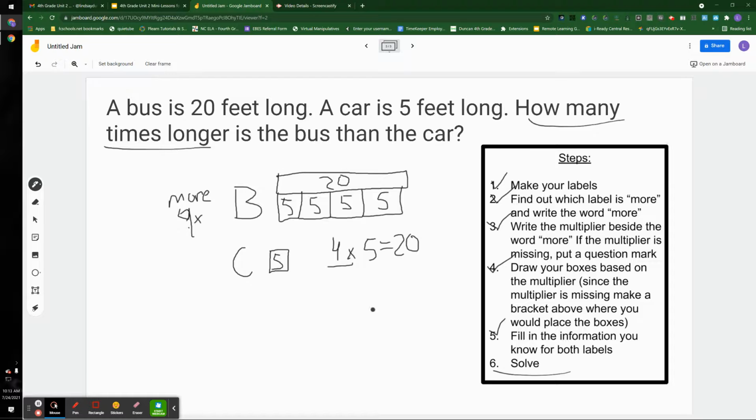I can also solve this problem using division since I knew I had the bus length of 20 and I'm dividing it by 5 to figure out the number of groups. 20 divided by 5 is 4. In this lesson, you have learned how to look at a multiplicative comparison problem where the multiplier is unknown and solve using a bar model.